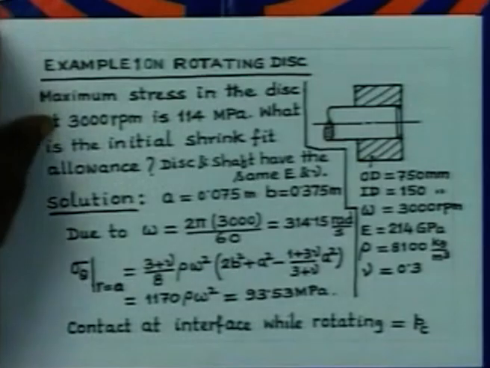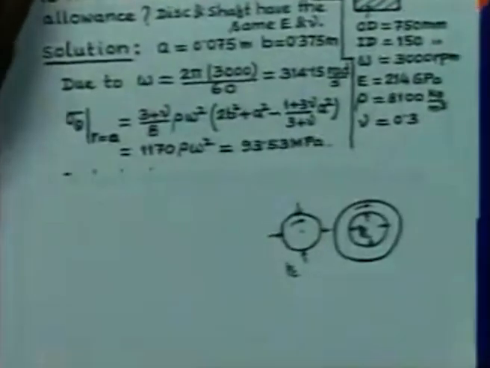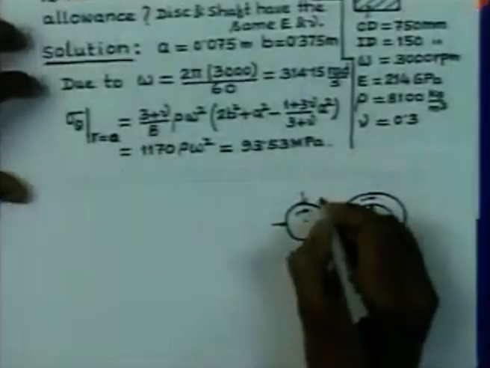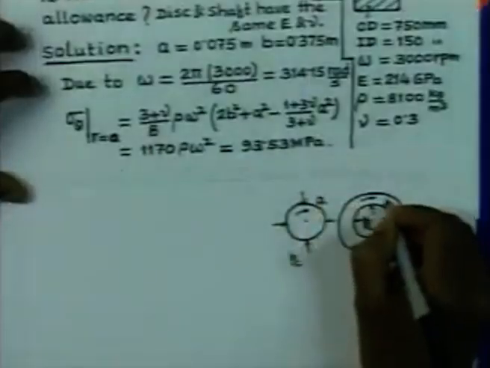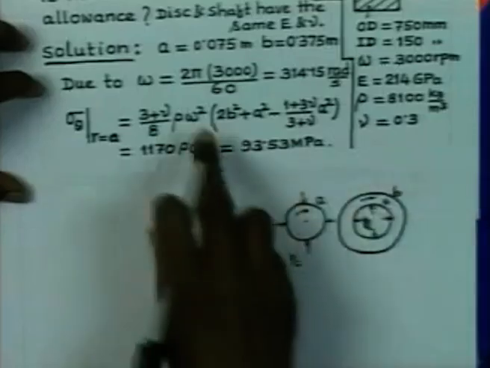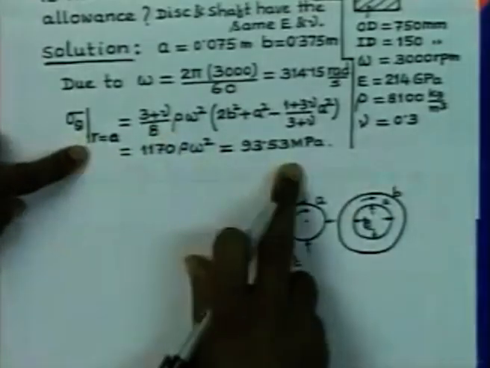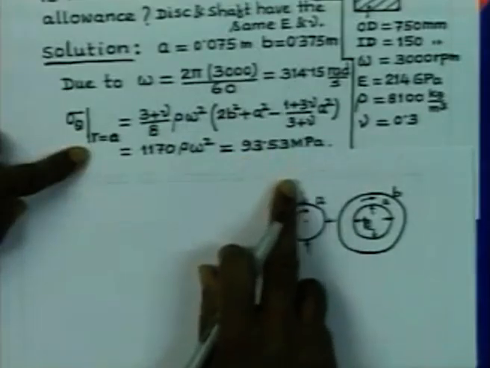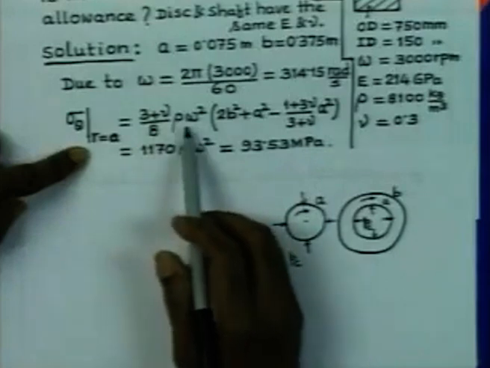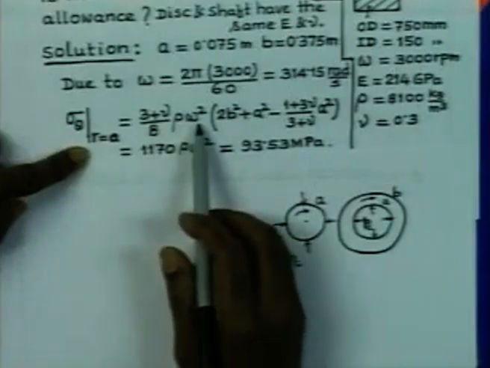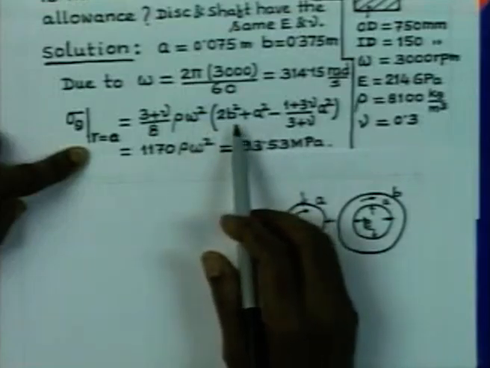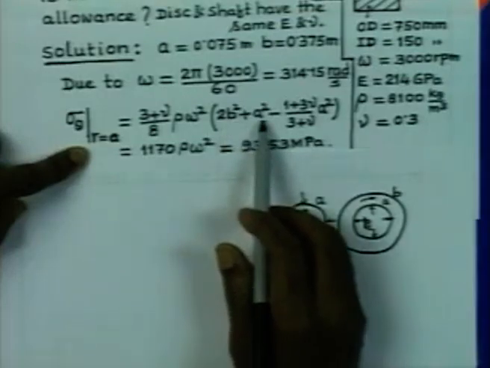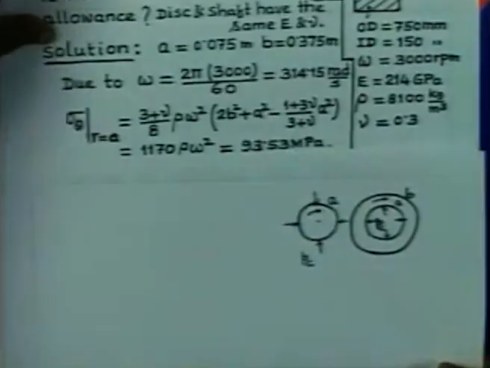This is A, this is also A, and this is B. Therefore, we have the stress at r equal to A, and it comes out to be 93.53 MPa. We have made use of the value nu equal to 0.3, rho equal to 8100, and omega equal to 314.15, and B is equal to 375 millimeter and A equal to 75 millimeters.